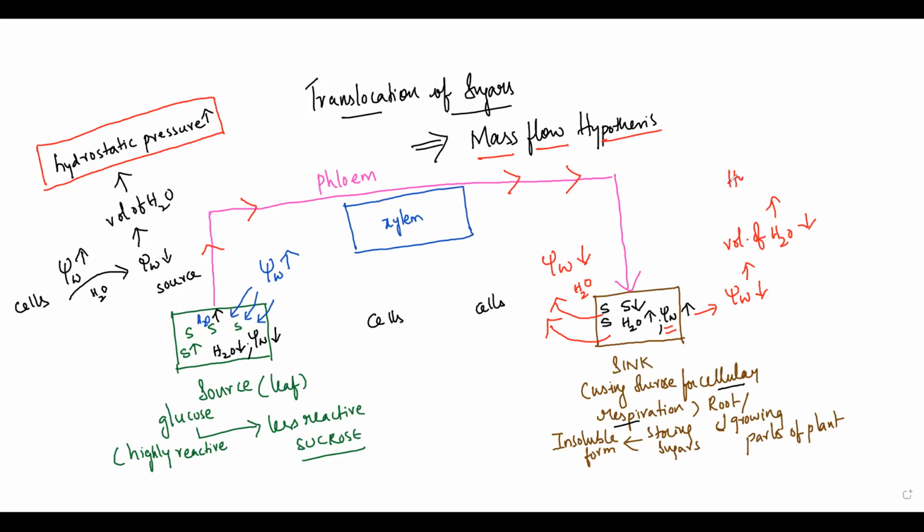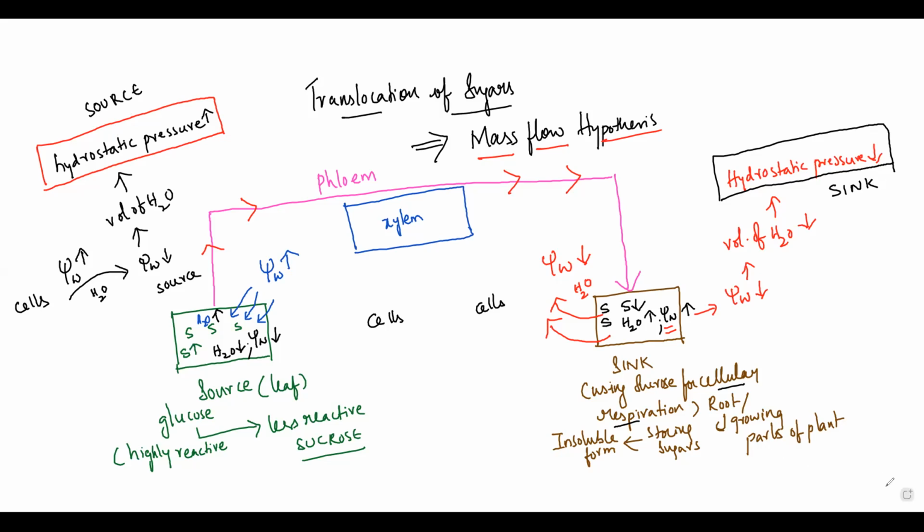Thereby the hydrostatic pressure in the sink side decreases. So obviously now things move from a higher hydrostatic pressure side to a lower hydrostatic pressure side, that is going to be the sink side, and this is going to be your source side. This is going to be the funda for the mass flow hypothesis, children.